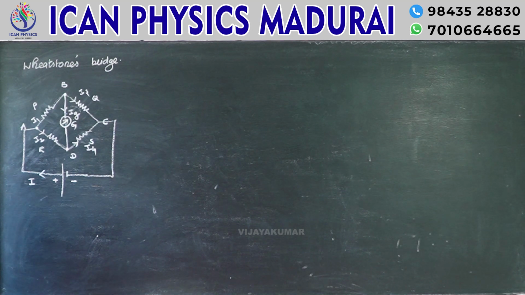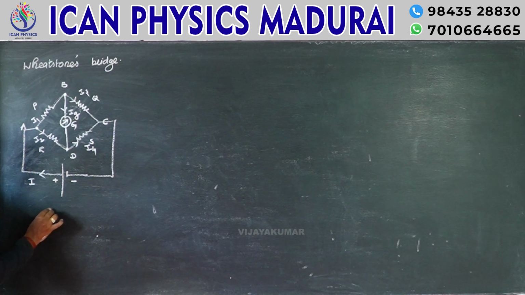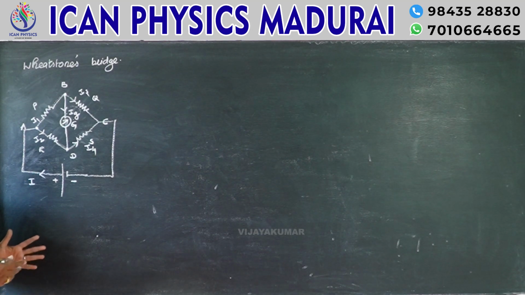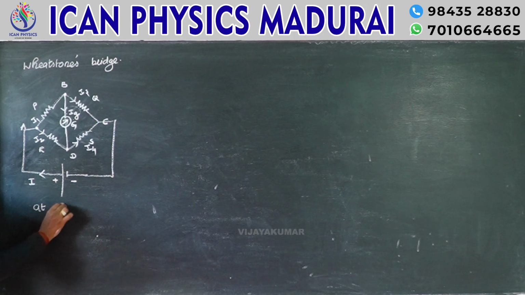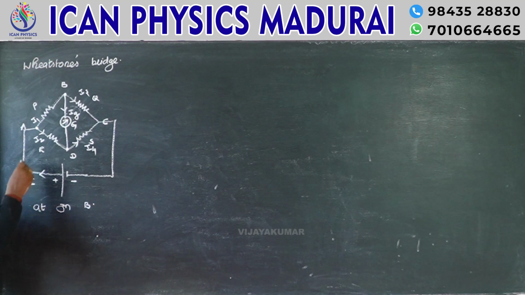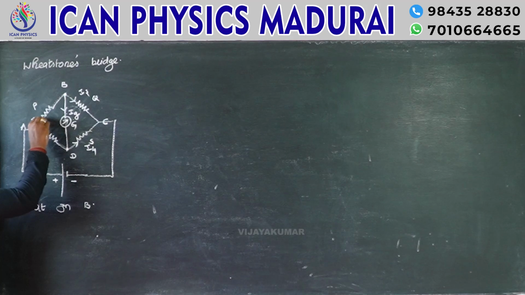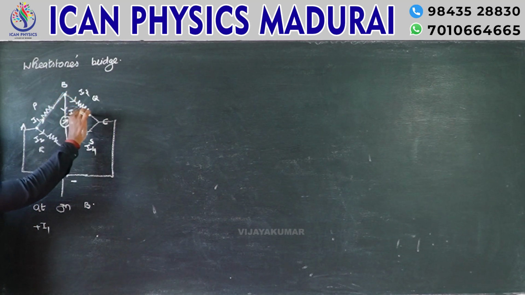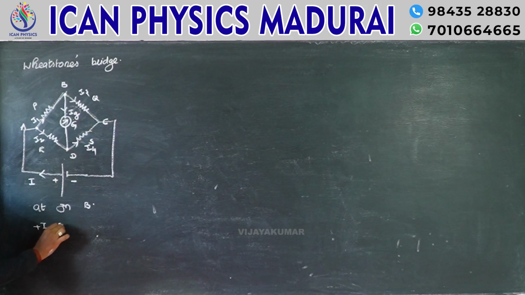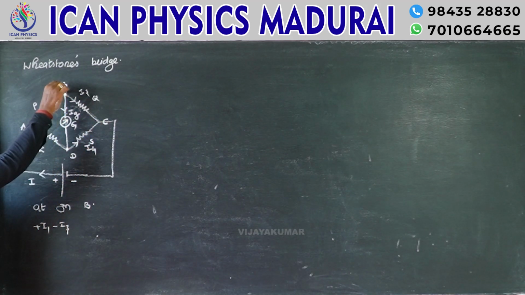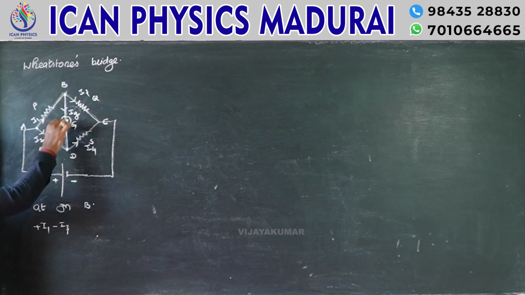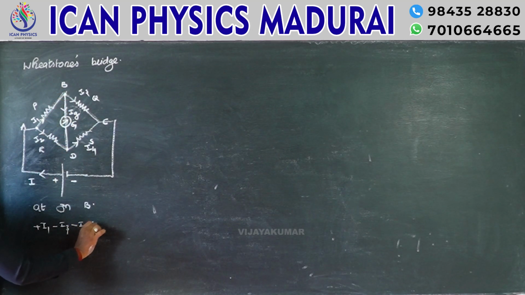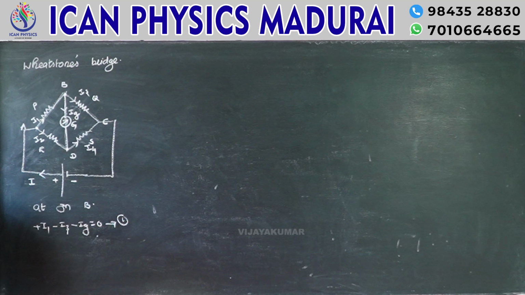No doubts. Now, according to Kirchhoff's first rule, what is the first rule? The algebraic sum of currents meeting at a junction is 0. So, at junction B, the current I1 is flowing towards the junction B, so it is taken as plus I1. Now, I3 is the current moving away from the junction, so minus I3. Ig is the current moving away from the junction, so minus Ig equal to 0. Now, it's taken as equation number 1.